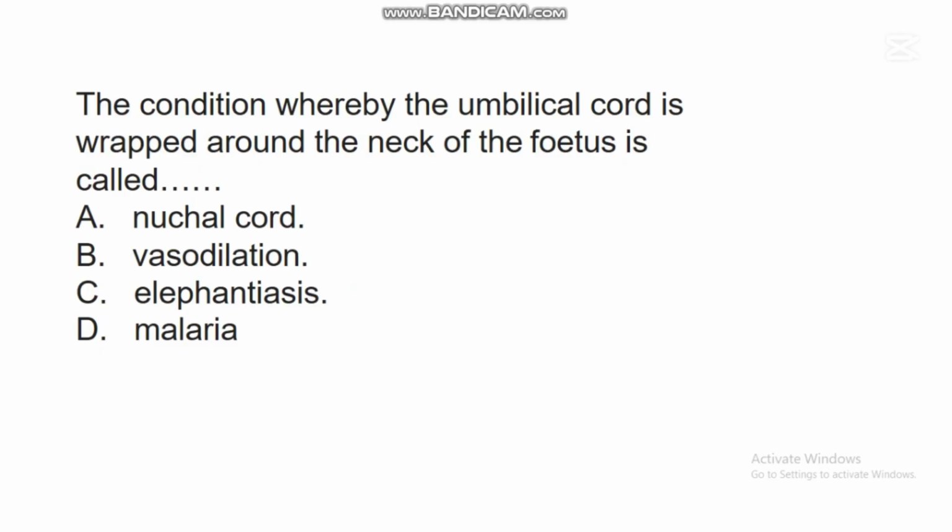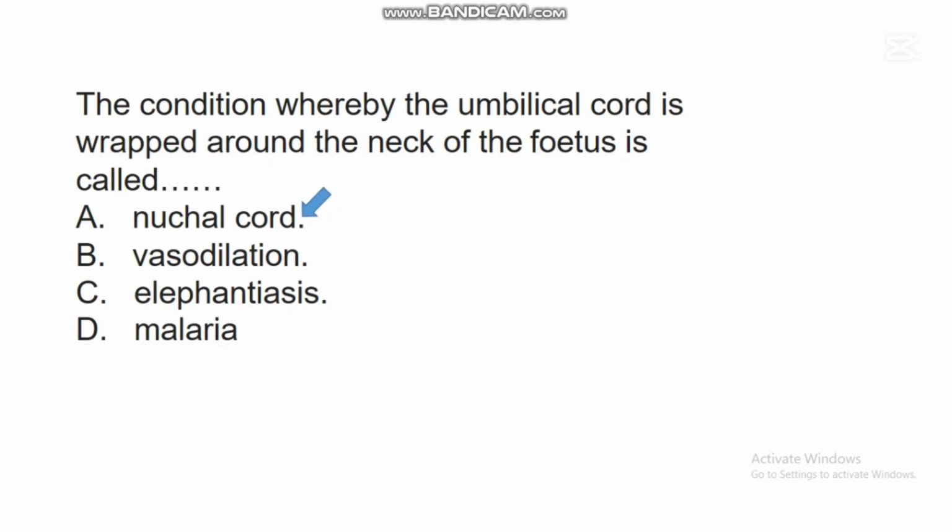Elephantiasis. D. Malaria. In this question, the correct answer is A. Nuchal cord. Nuchal cord is a situation whereby the umbilical cord is wrapped around the neck of the fetus.